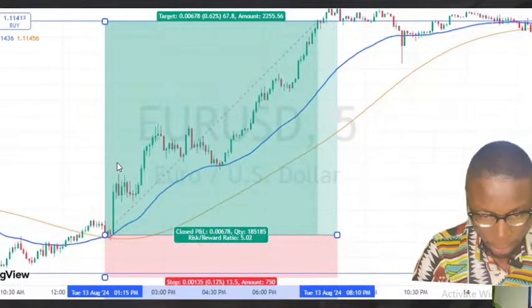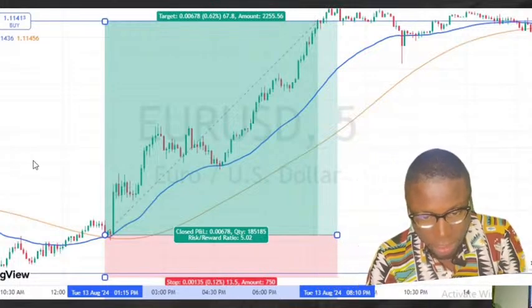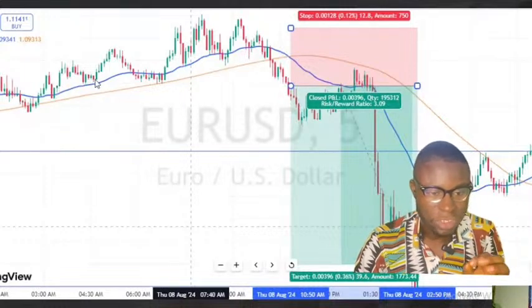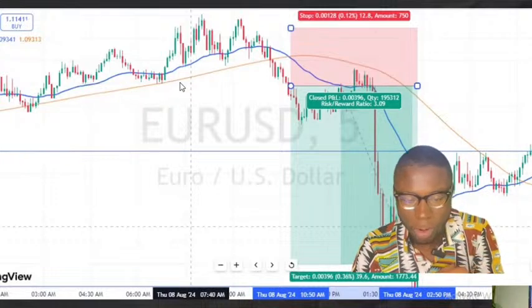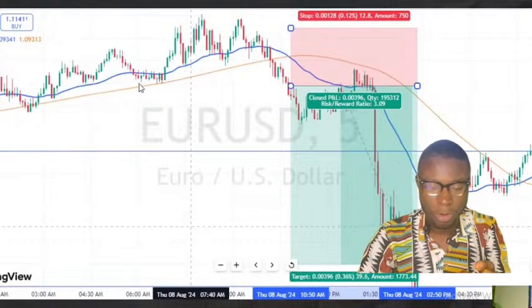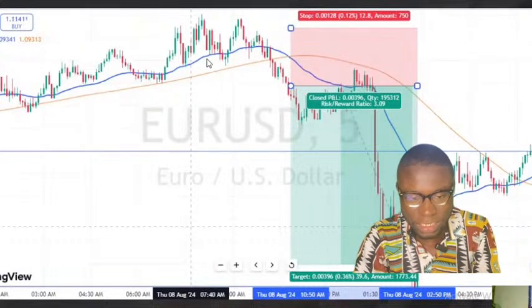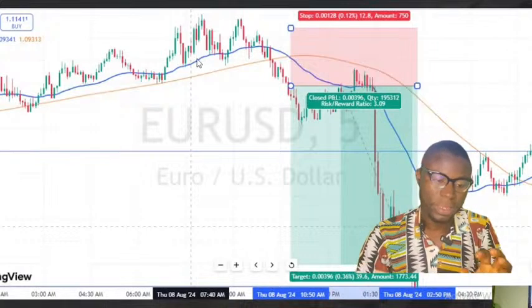Okay, take note of the rules of this game, guys. For a sell scenario, price has to be trading above the orange colored moving average. I am repeating it for emphasis sake. Now that's the first rule.